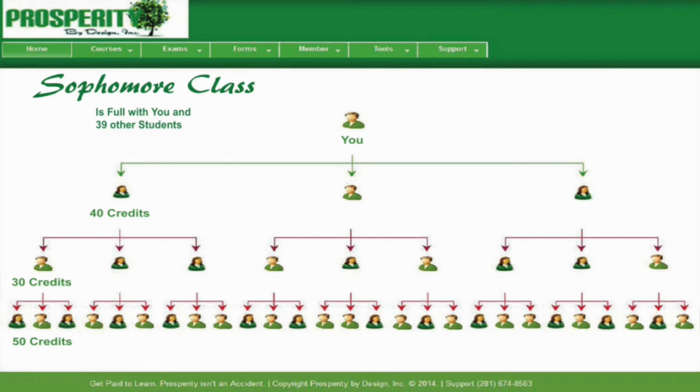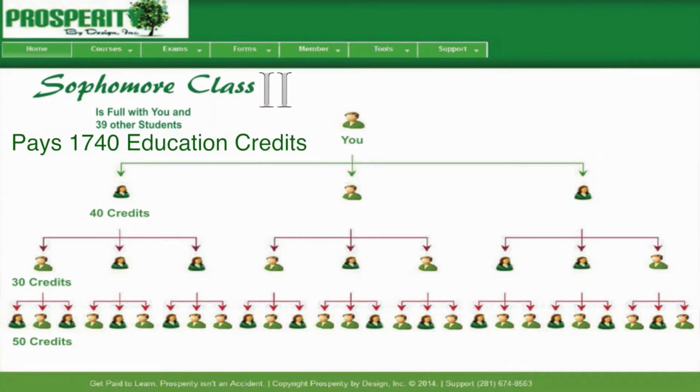Now we're talking about 1,350 education credits for a total of 1,740. Now that's the sophomore class. So now, talk about sophomore 2. And what that means to you in total is 3,480 education credit dollars when you get through the sophomore 2. So between just the basics, the freshman, the sophomore, you already are looking at almost $5,000 in income.